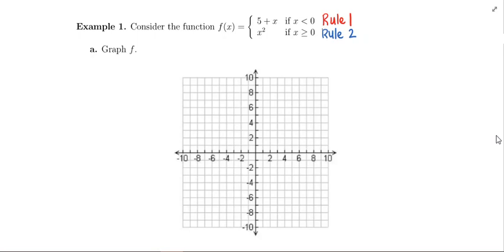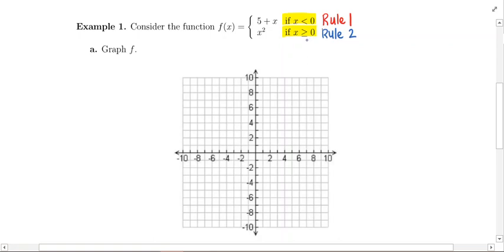All right, so like I said, we're going to make a table of values for each rule. Before we do that, I need you to look at these if conditions. These if conditions are very, very important. The 5 plus x, like I said, we're not going to graph it in its entirety. It's only going to exist if the x value is less than 0. And then the second rule, x squared, is only going to exist for x values bigger than or equal to 0. So you have to pay attention to the if conditions.